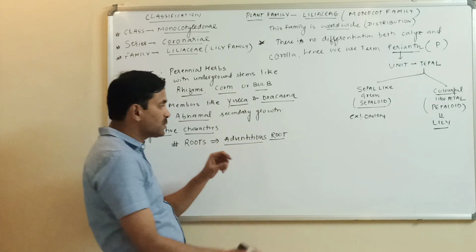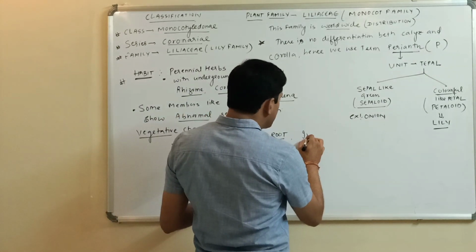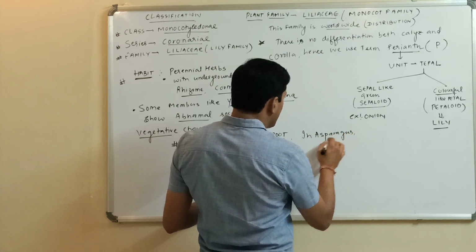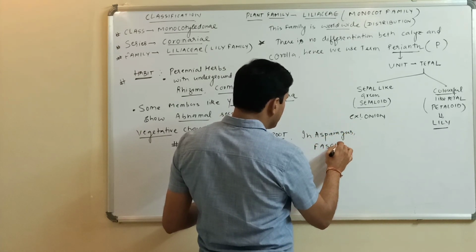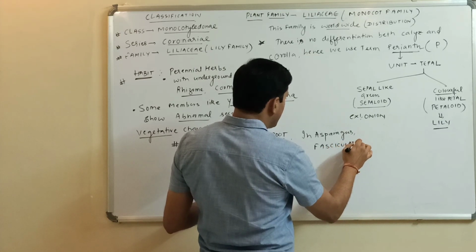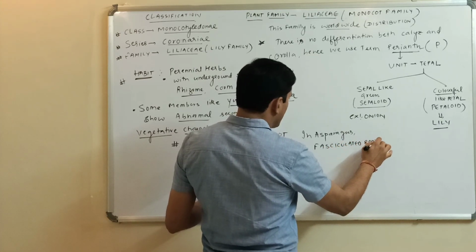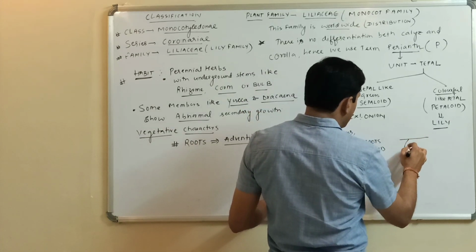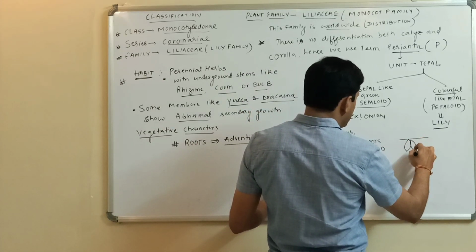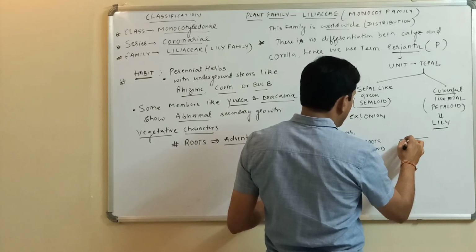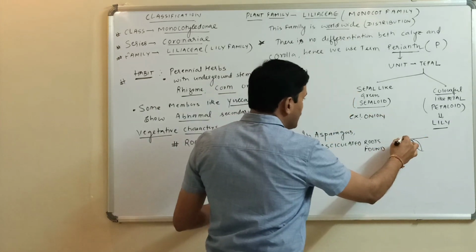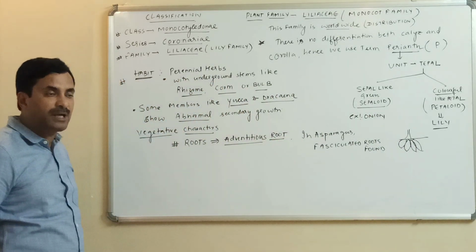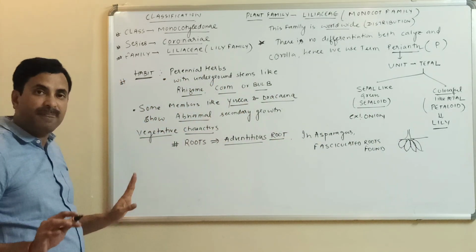Roots are adventitious roots. And remember that in asparagus, fasciculated roots are found. Fasciculated roots are like this type. They are swollen like this type. They are swollen and found in a cluster. Fine. So in asparagus, the fasciculated roots are found. Otherwise, the roots are adventitious.